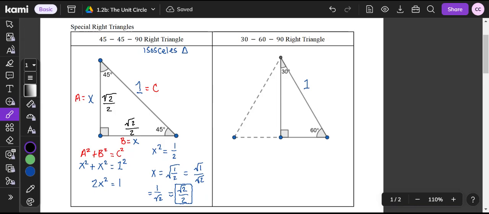If this triangle is just a mirror image of my original one, that means I can go ahead and label some things in this dotted triangle. This must also be 60 degrees.